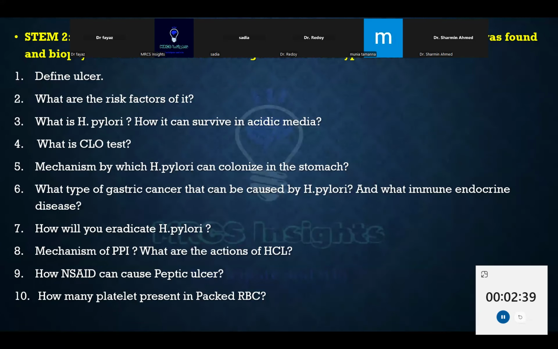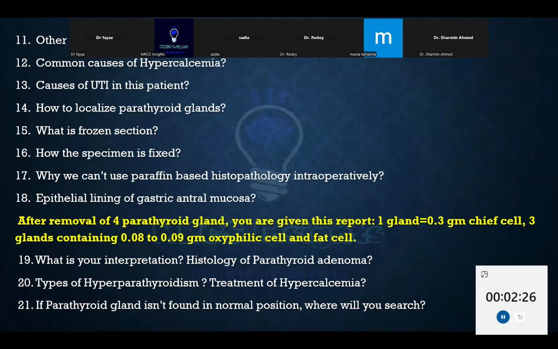Okay. So how many platelets are present in packed RBC? There is no platelet. Actually, there is no platelet in packed RBC. So, okay. Would you please tell me the other causes of hematemesis in this patient?